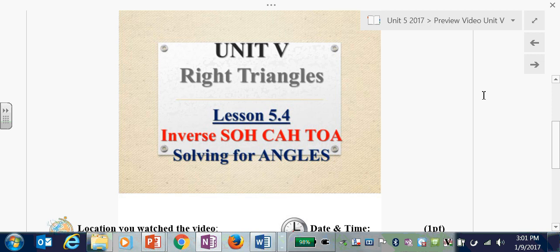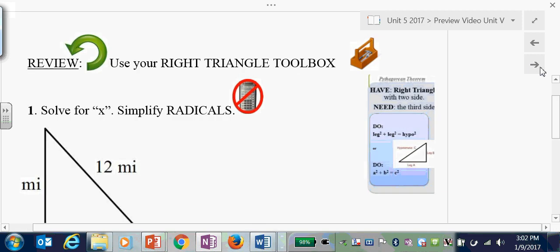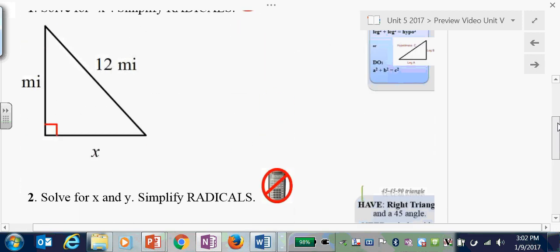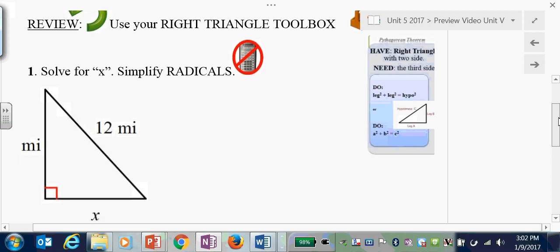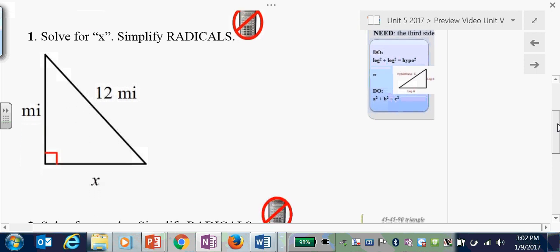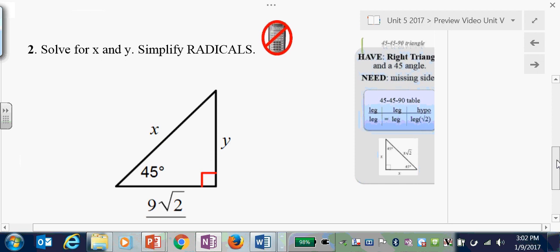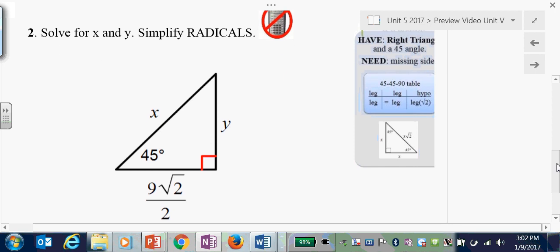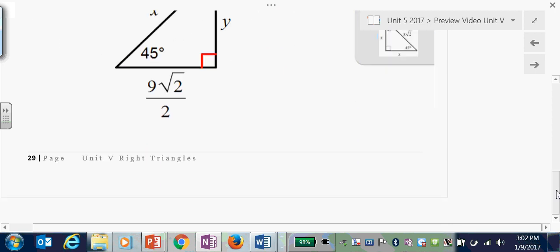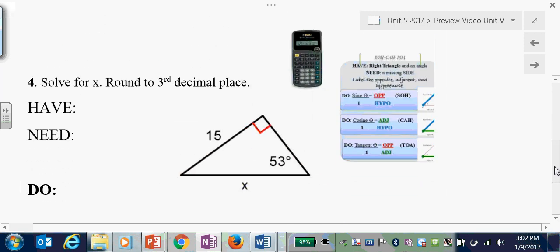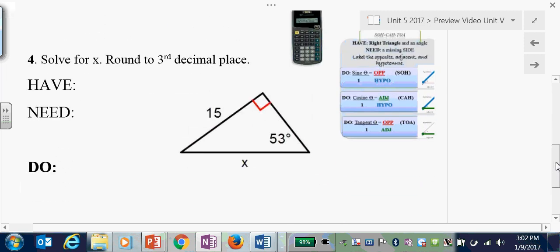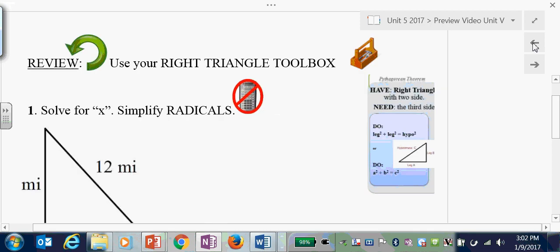Students, we're doing right triangles. You should be getting a help here with a sign-off. Don't forget that. We're going to use our right triangle toolbox to do these 5 problems. So get out your right triangle toolbox. You're going to do 1, solving for radicals, Pythagorean theorem. 2, solving using 45, 45, 90. 3, solving with 30, 60, 90. 4, SOH CAH TOA. Ready? Solve these and then come back.